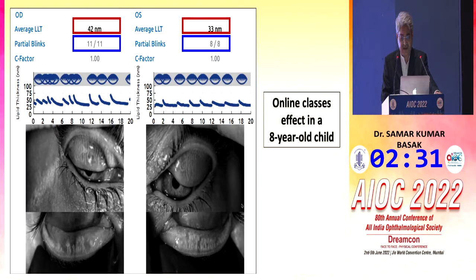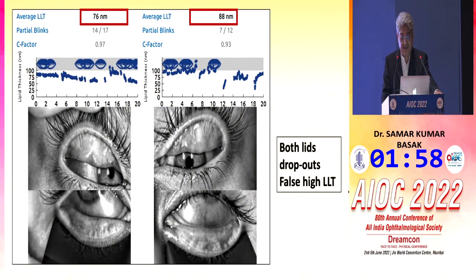Then this is a child of 8 years old, and we were surprised to see her glands. We saw this maybe last January or February, the effect of 2 years of online classes. And you see that she has a lower lid lipid layer thickness of less than 40, and in the lower lid, half of the glands are gone. We do not know what will happen when she reaches our age. So these are very interesting.